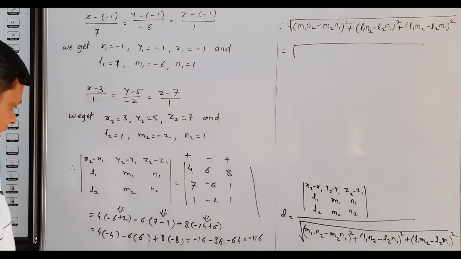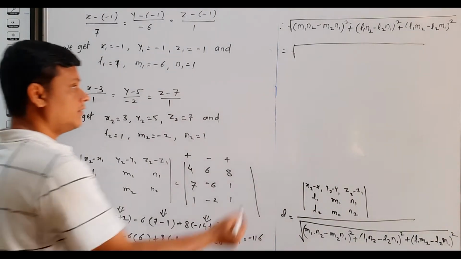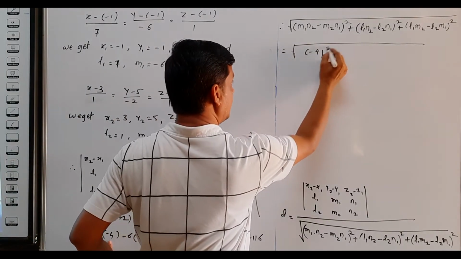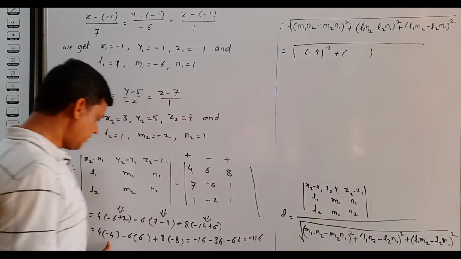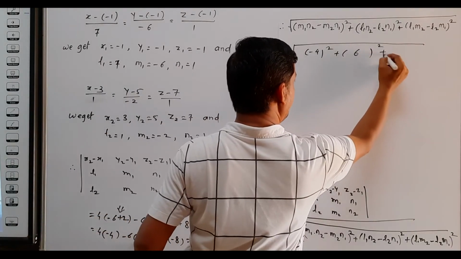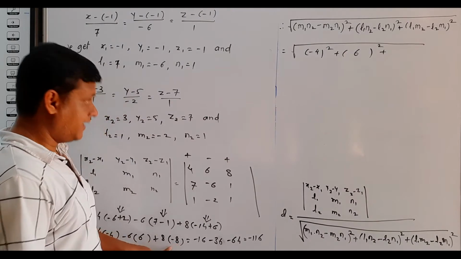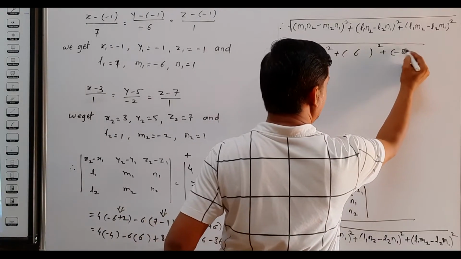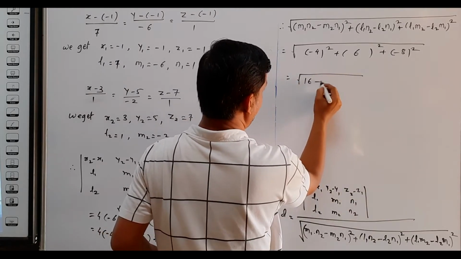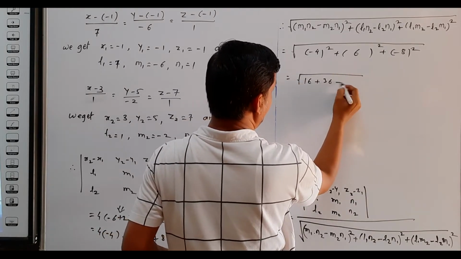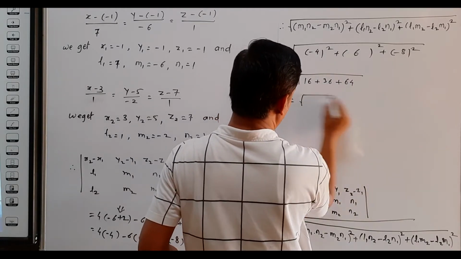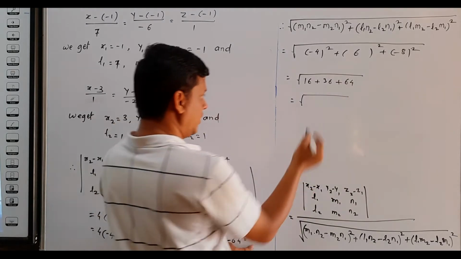So directly we write here this first bracket as minus 4. So we write minus 4 8 square plus in bracket, then 6 square plus minus 8 square. So this we get minus 4 square is 16, 6 square is 36 and this 8 square is 64. So after adding this we get value 116.